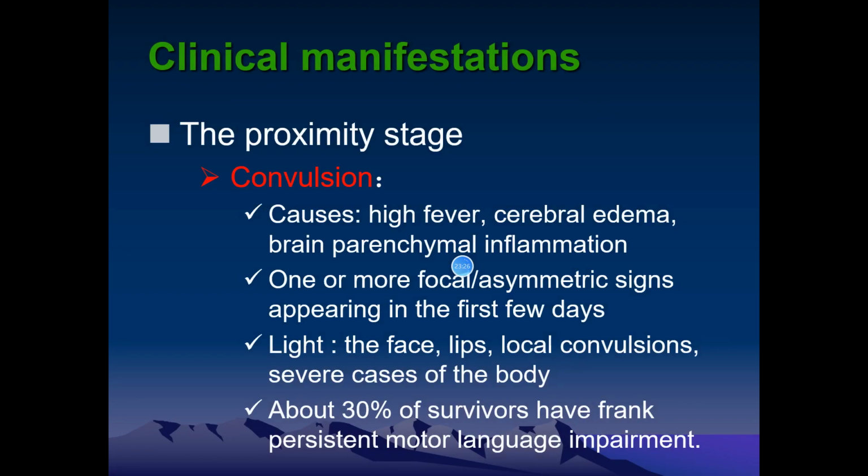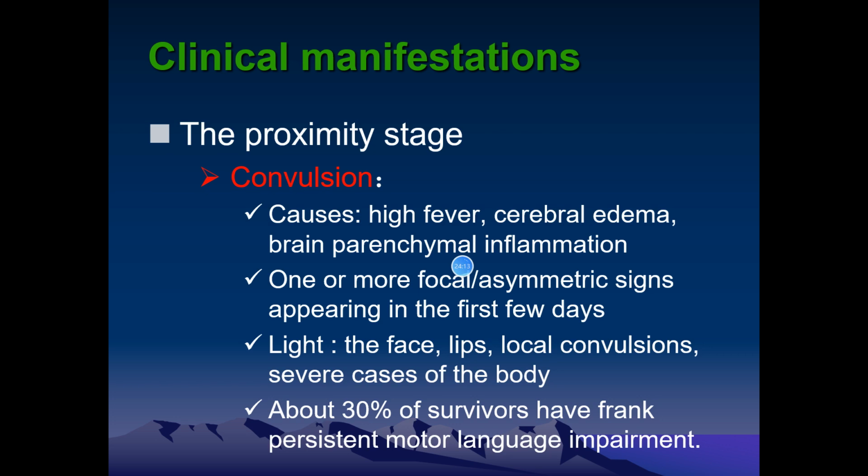And convulsions: one or more focal or generalized seizures appearing in the first few days. These include seizures and other abnormal movements, stereotyped movements like cycling, paddling, abnormal posture of limbs, spontaneous eye movements, cranial nerve palsy, reflex asymmetry, and weakness of one or more limbs.